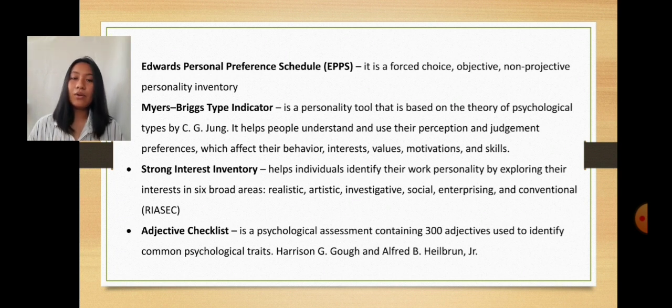And we have here also the Adjective Check List. It is a psychological assessment containing 300 adjectives used to identify common psychological traits, and Harrison G. Gough and Alfred B. Heilbrun Jr. created this one.